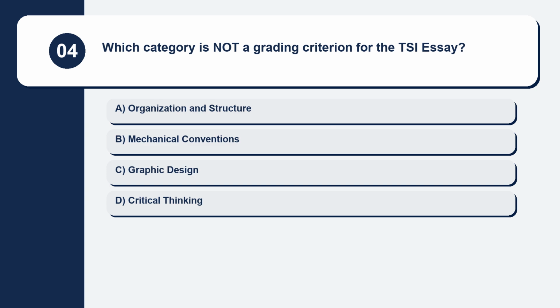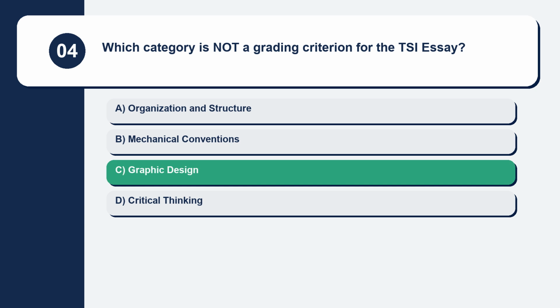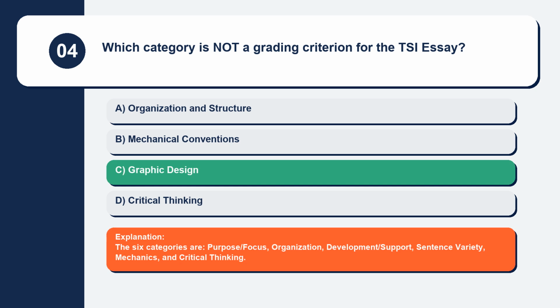Question 4. Which category is not a grading criterion for the TSI essay? Organization and structure, mechanical conventions, graphic design, critical thinking. The 6 categories are purpose/focus, organization, development/support, sentence variety, mechanics, and critical thinking.